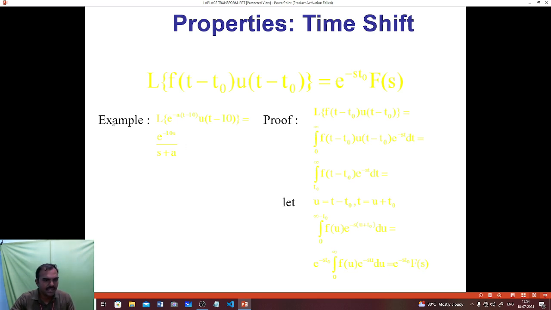One example is given. L of e power minus a t minus 10, u of t minus 10. So as a direct value, e power minus 10s divided by s plus a.